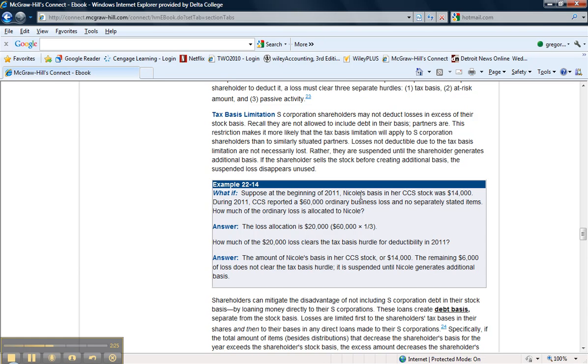Here, in this example, her opening basis was $14,000. They report ordinary loss. How much loss is allocated to Nicole? Well, she owns a third, so $20,000. But how much of that loss could be deducted on her tax return? So the amount is only $14,000 because that's her basis. So she'd reduce her basis. She'd deduct $14,000 on her personal tax return. That would reduce her basis down to $6,000. No. Her basis would go down to zero, and then she would have an extra $6,000 of what we call suspended loss carryovers that she'd be able to use in the next year.